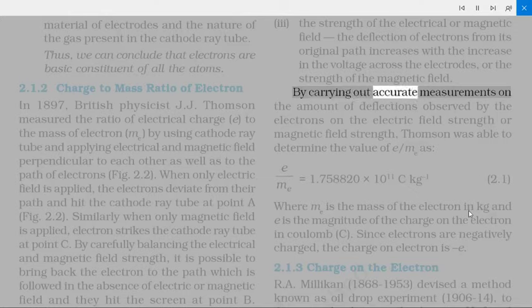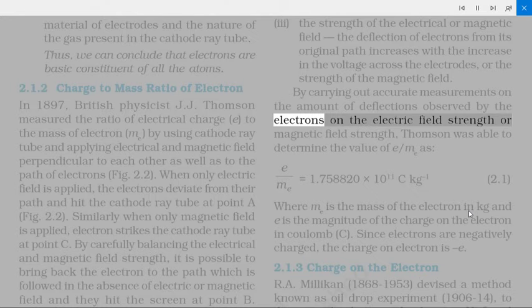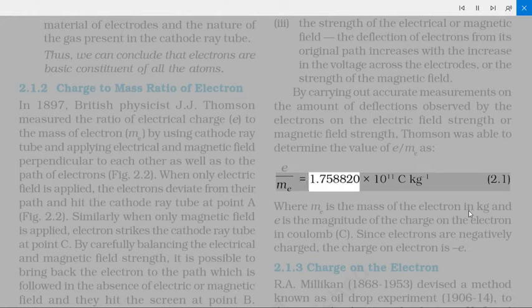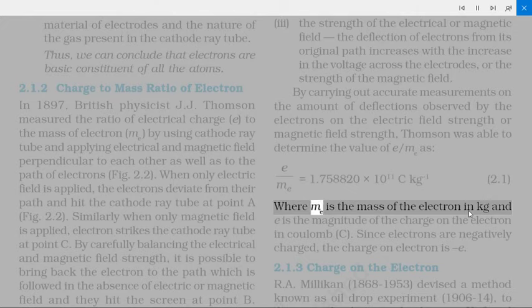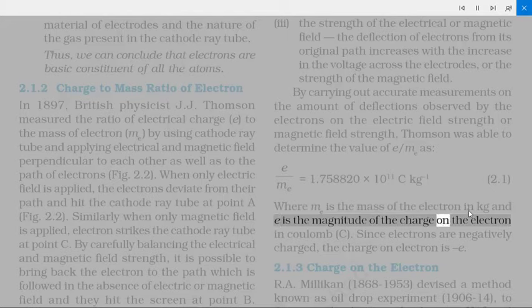By carrying out accurate measurements on the amount of deflection observed for the electrons depending on the electric field strength or magnetic field strength, Thomson was able to determine the value of e/me as e/me = 1.758820 × 10^11 C kg^-1 (2.1), where me is the mass of the electron in kg and e is the magnitude of the charge on the electron in coulomb, C. Since electrons are negatively charged, the charge on the electron is -e.